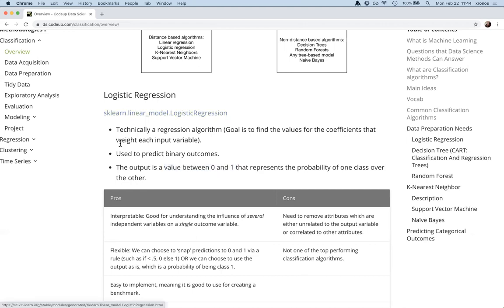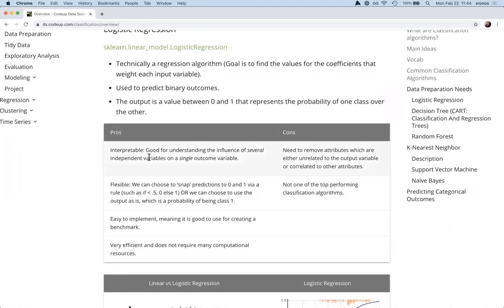So a logistic regression is a binary predictor, and it's got a lot of things going for it. It's interpretable, meaning that it's good for understanding the influence of multiple different features on our outcome. It's pretty flexible, pretty easy to implement, the logistic regression. It's very efficient. It's not requiring a lot of computational resources.